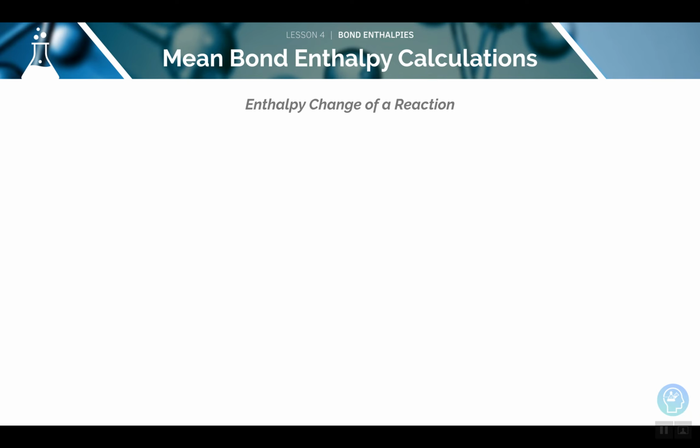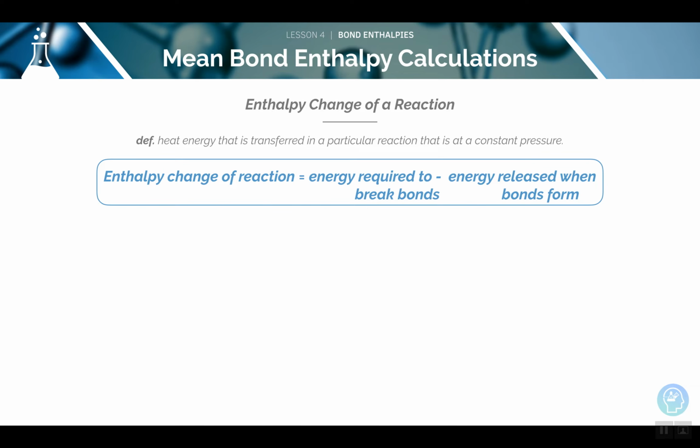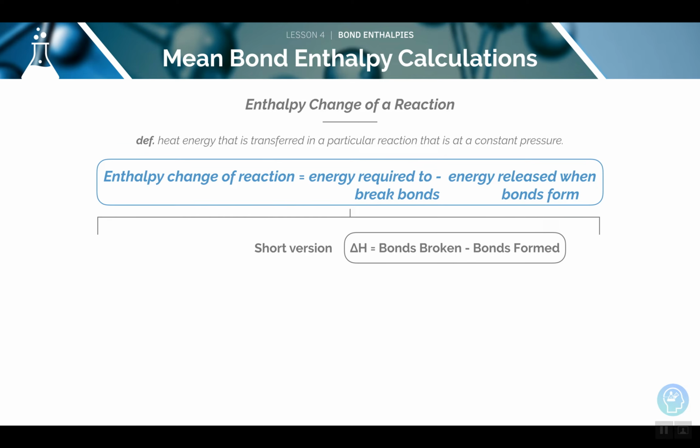We can use the following equation to calculate an approximate value of delta H from mean bond enthalpies. It is defined as the heat energy transformed in a particular reaction at a constant pressure. The equation is shown here. It is the energy required to break the bonds minus the energy released when bonds form. Here is the short version that is acceptable to use in AQA exams, as long as you know what it stands for. Here are the units for this reaction.